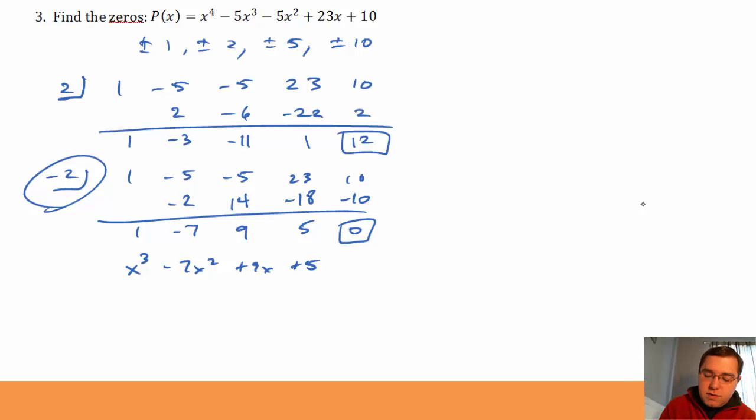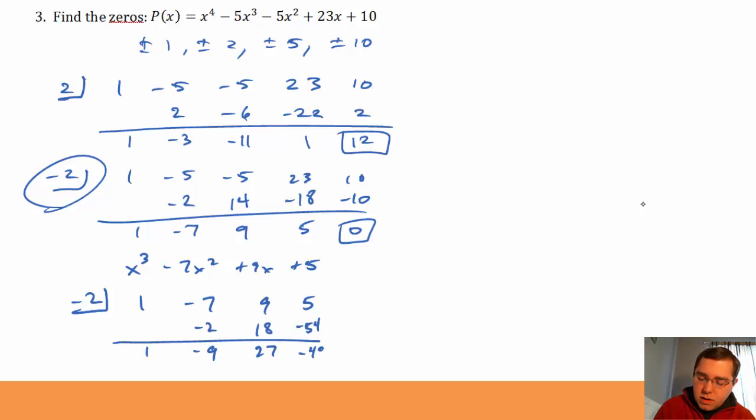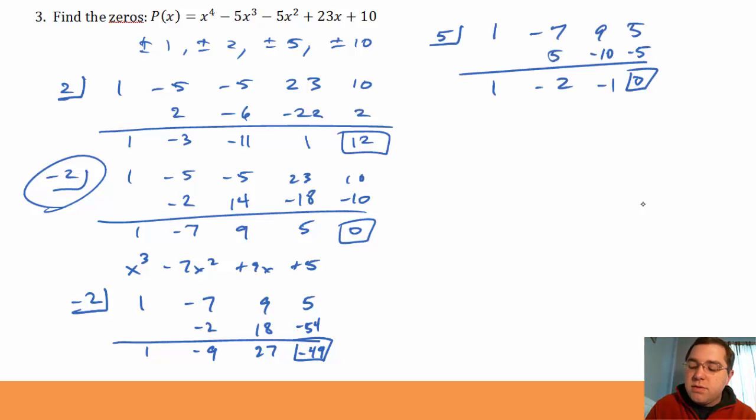So let's try negative 2 again and see if it works in this one, which has the coefficients 1, negative 7, 9, and 5. So I don't need to go back to the original coefficients anymore. And I don't get a remainder of 0. So negative 2 is only a factor once. Alright? If 1 and negative 1 didn't work, and 2 didn't work in the original one, it's not going to work in this one either. So let's move on to 5. Hey, that gives me a remainder of 0. 5 works.